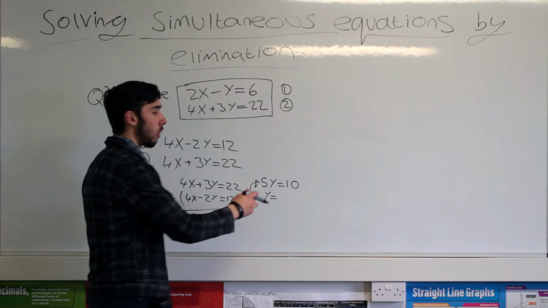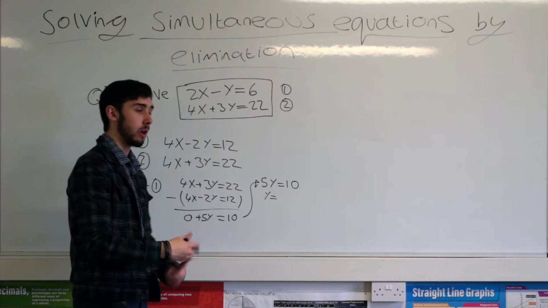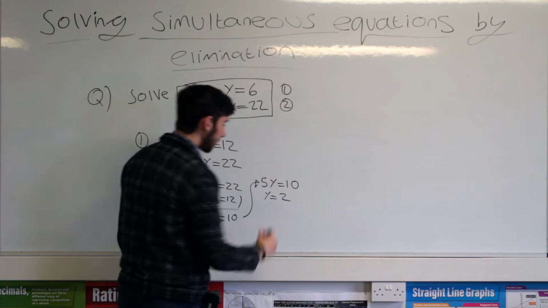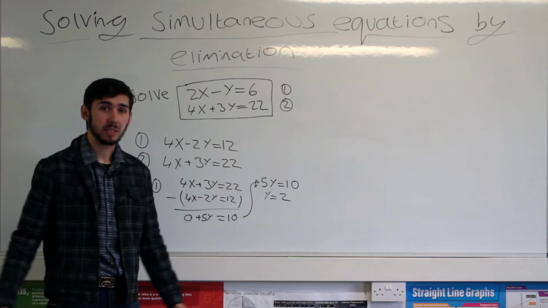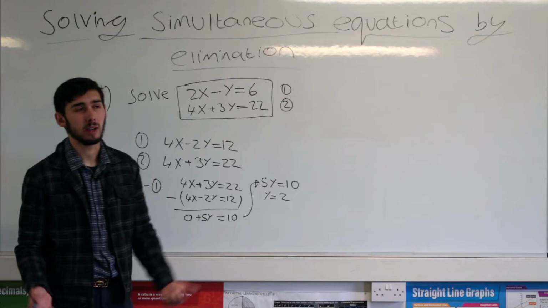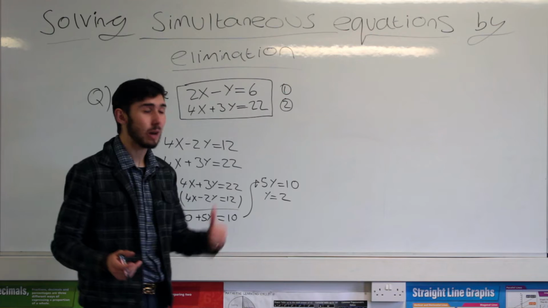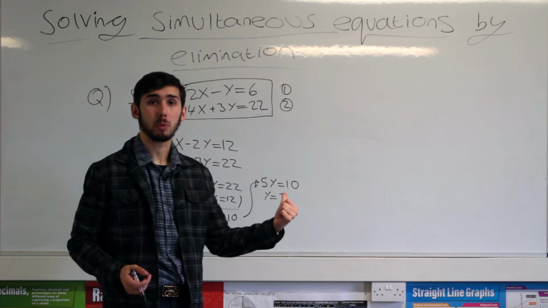So 5y divided by 5, that's y. 10 divided by 5 is 2. And you don't even need to be that pedantic about it. You can just tell 5 times what equals 10. Well, it's 2. So y is 2, okay? Now, guys, that was the hard part. That was the difficult part of this problem.